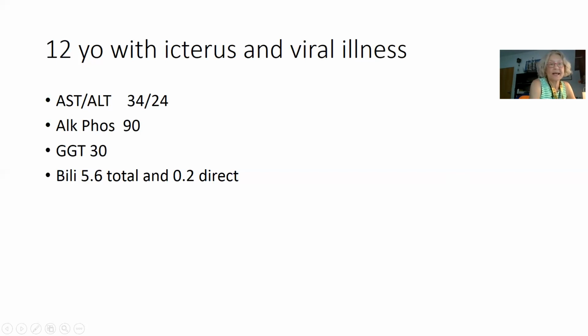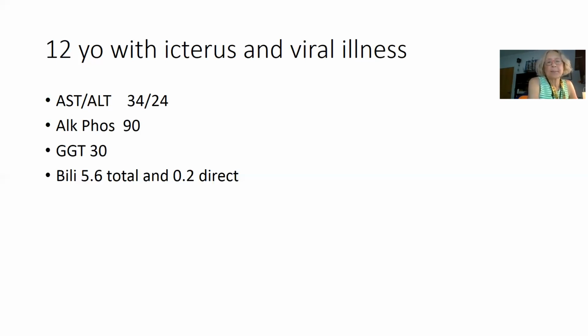And this is a case of Gilbert's, which is a functional deficiency of glucuronyltransferase. It is not a problem. And whenever the patient gets stress that causes a high heme load, so viral illness, exercise, fasting, that will push more bilirubin through the system, which the liver can't conjugate, and so the direct goes up.